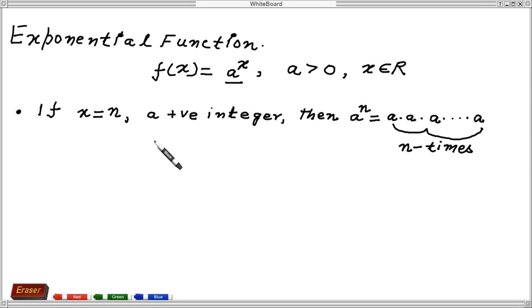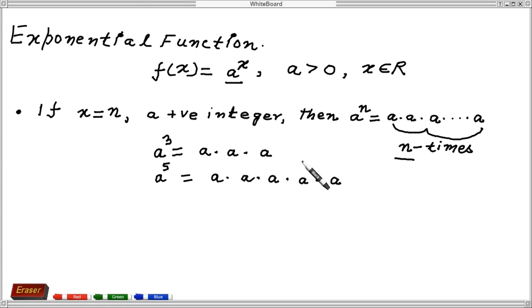N times, yani you can write here if a power talata, a power talata you can write a darb a darb a, 3 times. Same way if a power 5, then how many times you will write? 5 times. a darb a darb a darb a darb a. Same way here, a power n equal to a darb a darb a darb a, how many times? Here you will write n times.